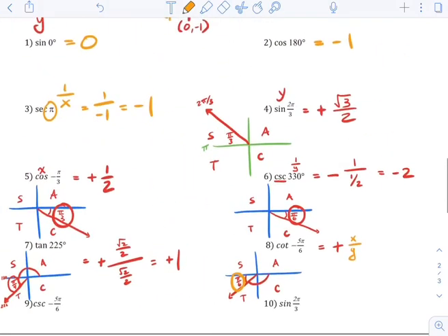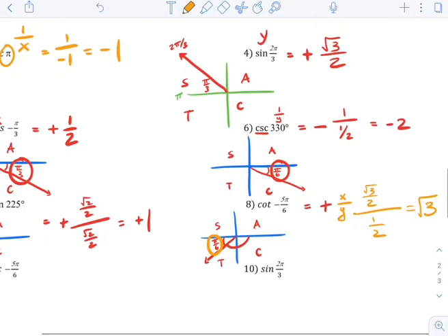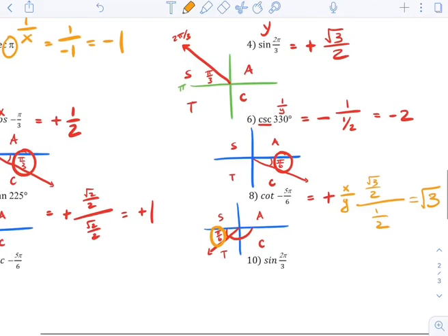So let's go up to our consolidated circle. Pi over 6, I see it there. My x value is root 3 over 2, divided by 1 over 2. Do the algebra behind that one. You can divide, or multiply by the reciprocal of half, which is 2. You're going to end up with root 3. Positive root 3, right? Positive because we talked about that earlier, but root 3.